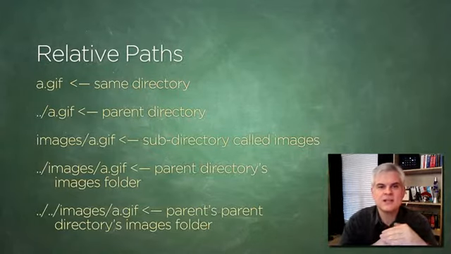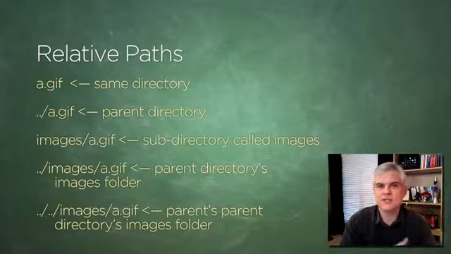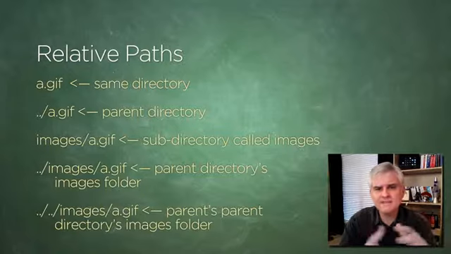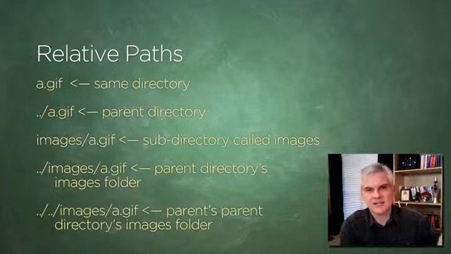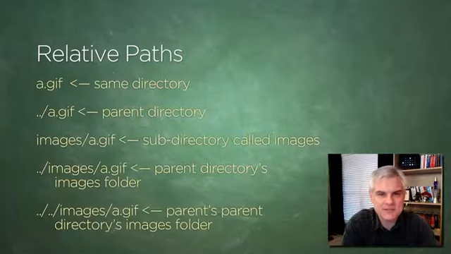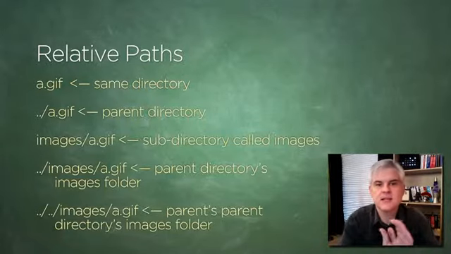Okay. But what if the images folder was, I guess, at the same level, a sibling to the current folder that we're in? So then first we need to travel to the parent directory, then travel to its subdirectory called images to find the a.gif. So that's what's represented in that ../images/a.gif. And then finally, what if the images folder was deeply nested, and so we have to go to the parent of the parent folder and then find the images subfolder where our images are stored. In that case, we could do ../../images/a.gif. Okay?